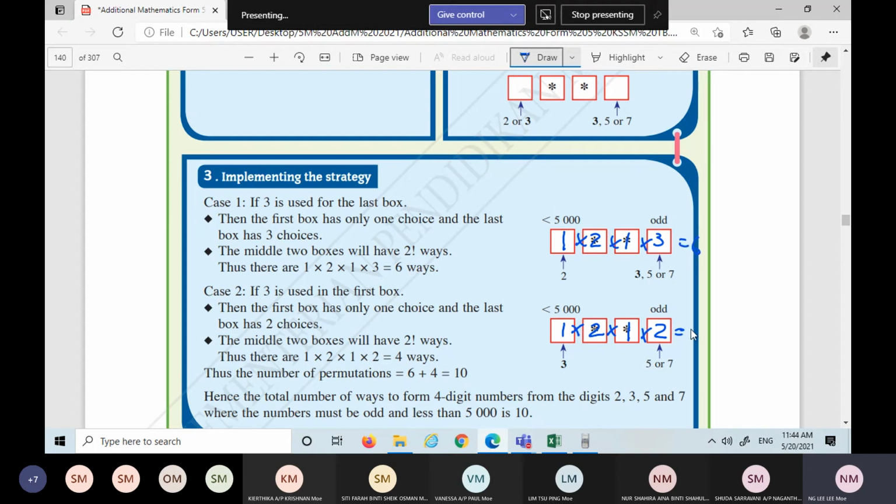This one ends up with what? 2 times 2 is 4. Therefore, 6 plus 4. Remember, case 1 and case 2, in between is plus. So 6 plus 4, your answer is 10.